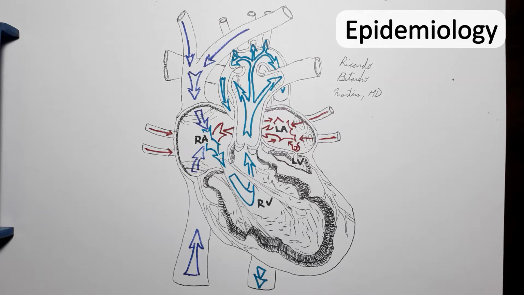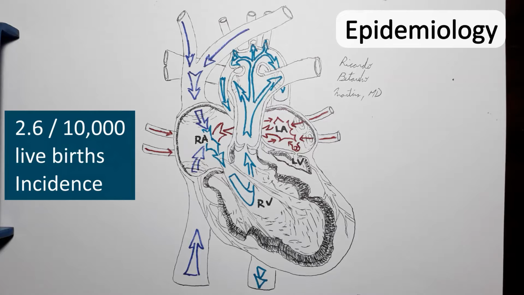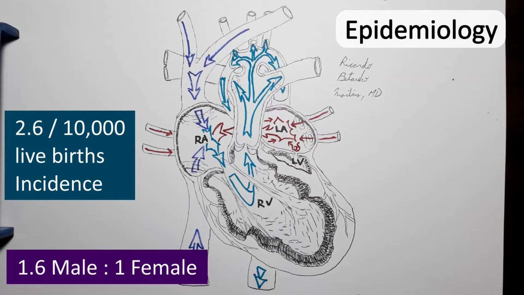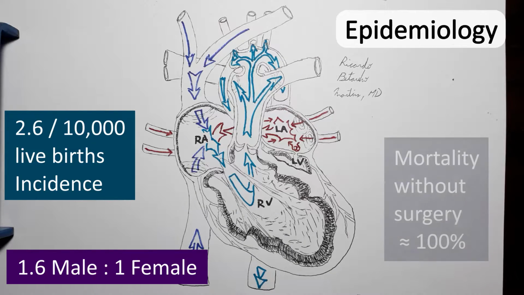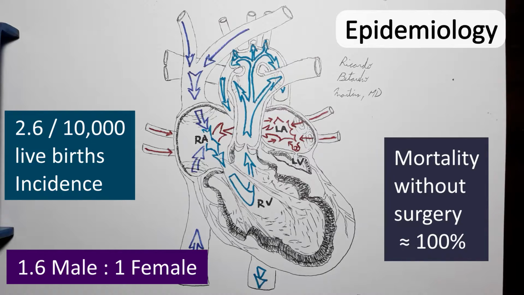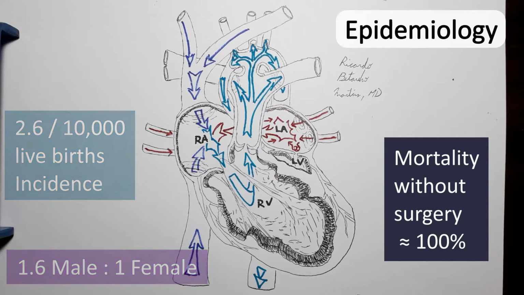Hypoplastic left heart syndrome has an incidence of 2.6 per 10,000 live births and is more common in males than in females, with a roughly 1.6 times greater incidence in males. The disease was a substantial cause of neonatal death before the advent of the staged reconstruction, with an overall mortality rate without surgical treatment reaching close to 100% in the first 2 weeks of life. Survival without surgical intervention is virtually not possible.